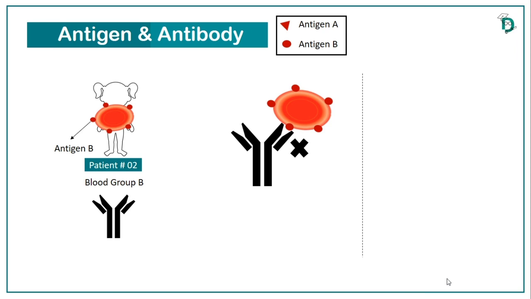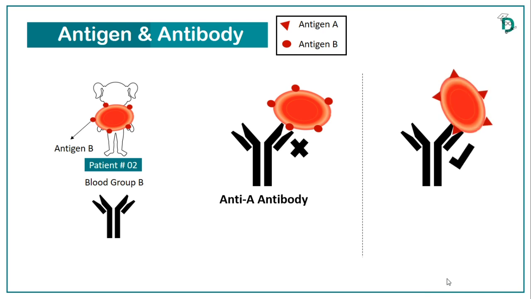This antibody is known as the anti-A antibody because when this antibody comes in contact with antigen A, it will attack that antigen. Or in other words, you can say the anti-A antibody is anti or against antigen A. That's why we are calling it the anti-A antibody. But this is again incompatible with, or you can say it will not attack, antigen B.